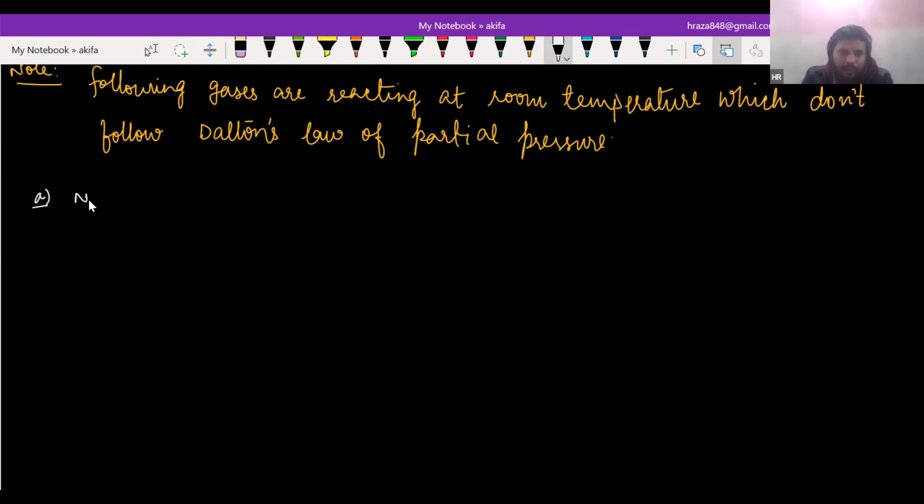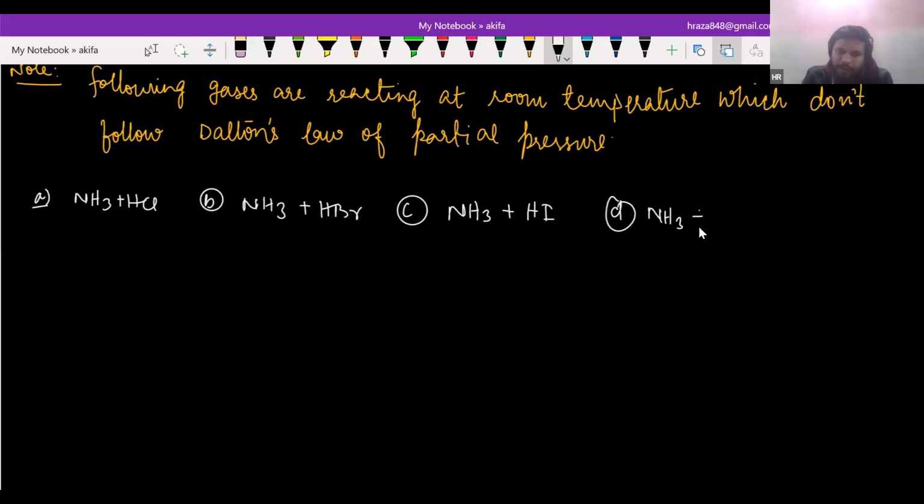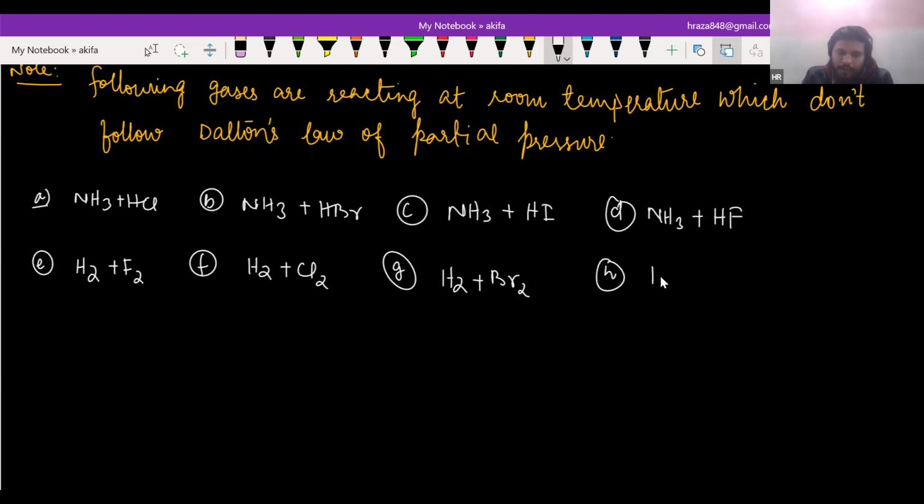So here it is NH3 plus HCl. You can see B is NH3 plus HBr. C is NH3 plus HI. You can also write D is NH3 plus HF. And E is H2 plus F2. F is H2 plus Cl2. In the same way, G is H2 plus Br2. And H is H2 plus I2.